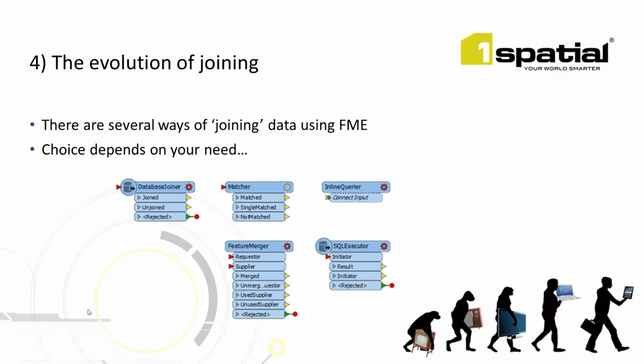Okay, so on to the last but fourth, the evolution of joining. This is one of the hot features I wanted to bring out and describe to you in a bit more detail. There are a lot of ways of joining data in FME, and what you choose depends on how you want to achieve the join, or where your data is, or what kind of join you want to perform.